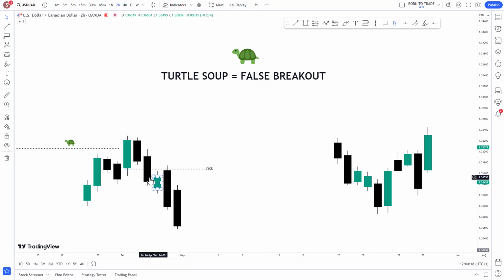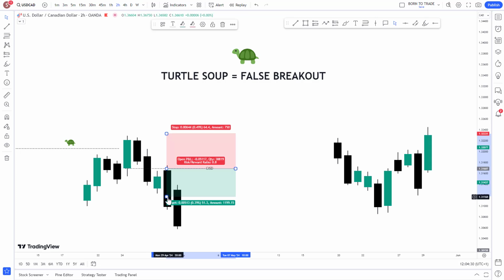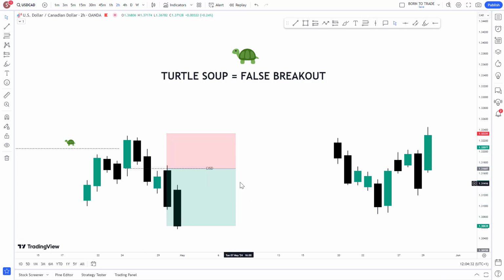How are we going to get an entry? Once you've marked your change in state of delivery, what you're going to anticipate is the retest of this level. So once price comes back to retest this particular level, you see how price comes and retests this particular level, this is going to be your entry, and you can go ahead and project your targets. This is the simple strategy.